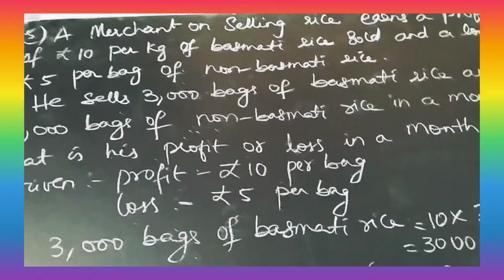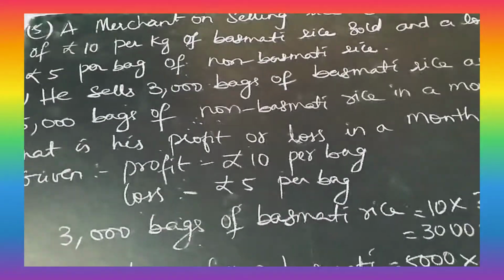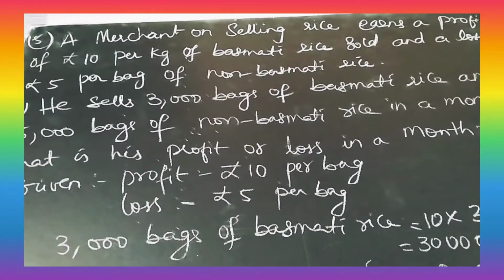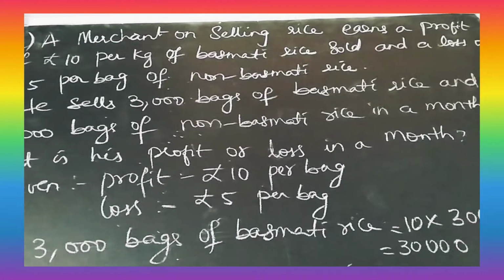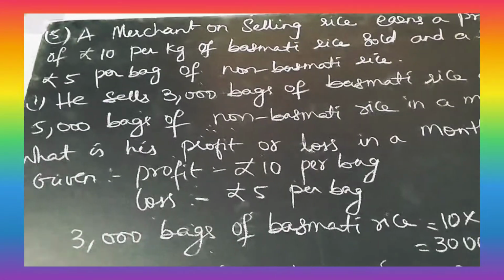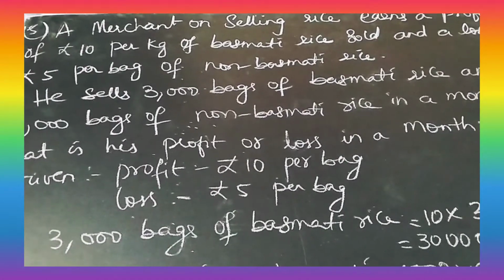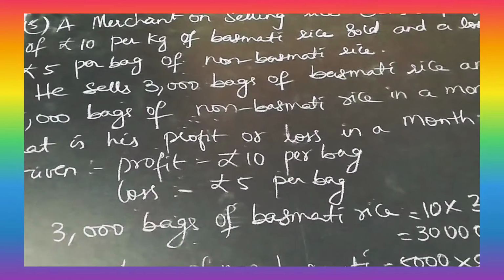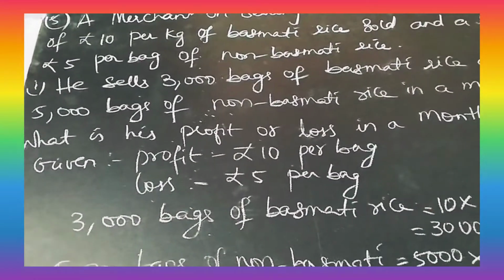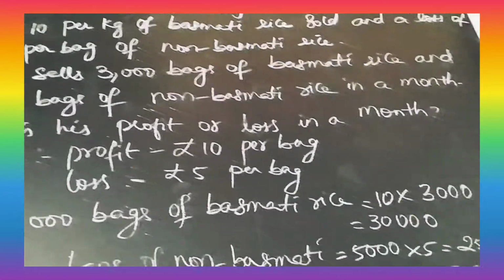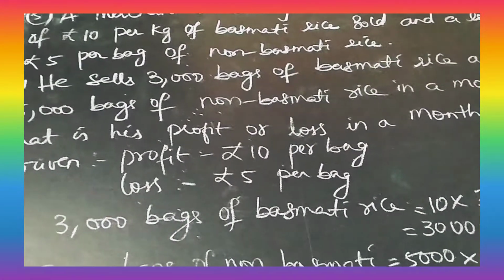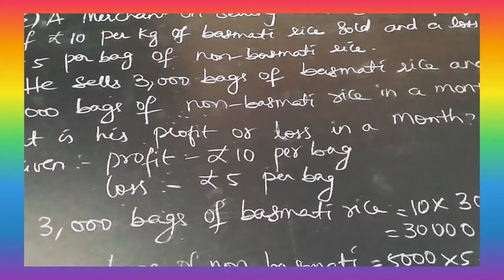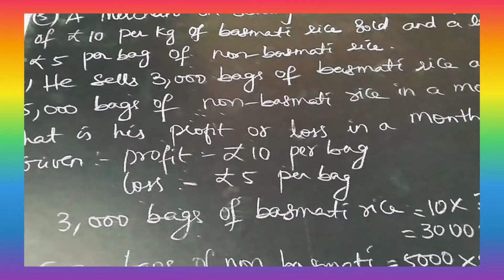Fifth one is, a merchant on selling rice earns a profit of rupees 10 per kg of basmati rice, and a loss of rupees 5 per kg of non basmati rice. So first one is, he sells 3000 bags of basmati rice and 5000 bags of non basmati rice in a month.